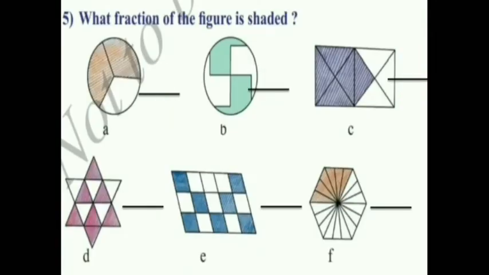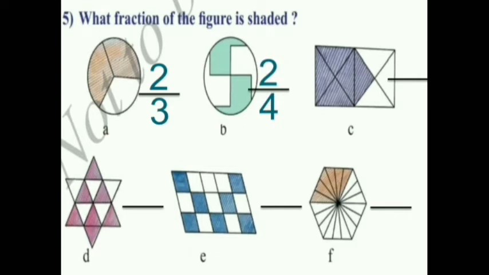Children, now we should find out what fraction of the figure is shaded. In the first figure, the circle is divided into 3 parts. So we will write 3 in the denominator. Here only 2 out of 3 parts are shaded. So we will write 2 in the numerator. Therefore the fraction is 2/3. See the second picture. Here the figure is divided into 4 parts. So we will write 4 in the denominator. 2 parts are shaded. So we will write 2 in the numerator. Therefore the fraction is 2/4.